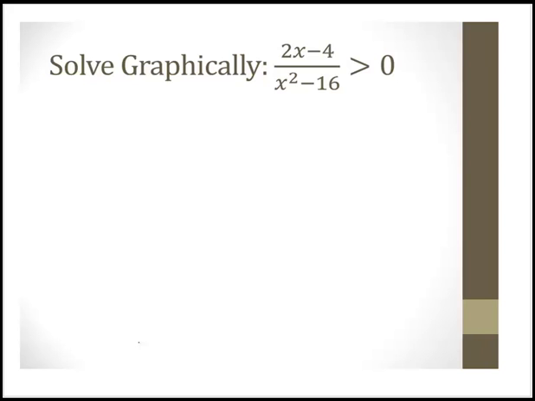Now let's consider rational inequalities. So we have (2x minus 4) over (x squared minus 16) is greater than 0. So, like I did with the polynomial, I'm going to graph this as my y equals, and I want to find where the points are greater than 0. So I want to find the points above the x-axis.